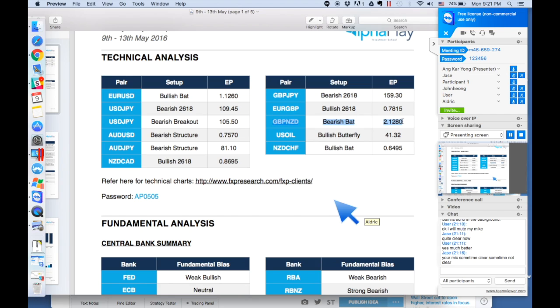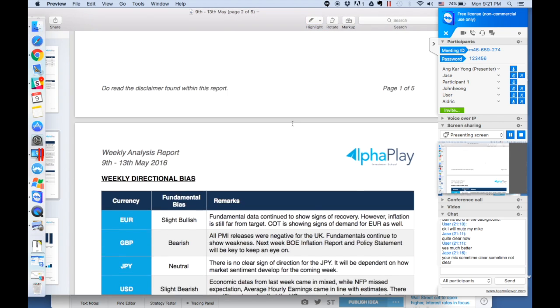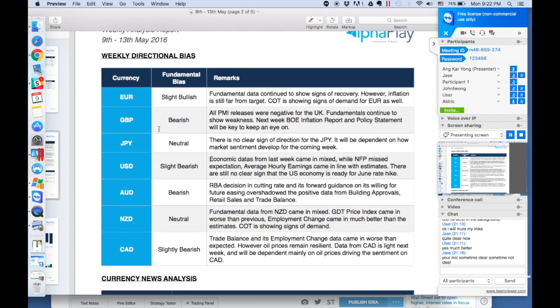This pair, we have a potential bearish bet. If you look into our fundamental, basically if you are bearish on pound New Zealand, you are selling pound and you are buying New Zealand. So if you look at our weekly directional bias, we are bearish on pound and we are neutral on kiwi. So basically that story for selling pound New Zealand is mainly on selling pound.